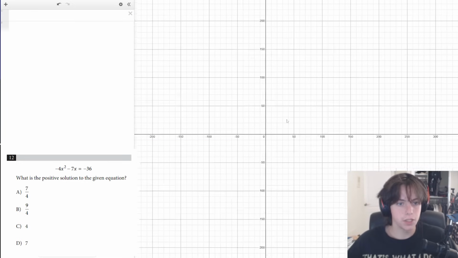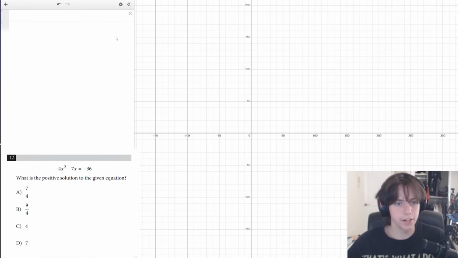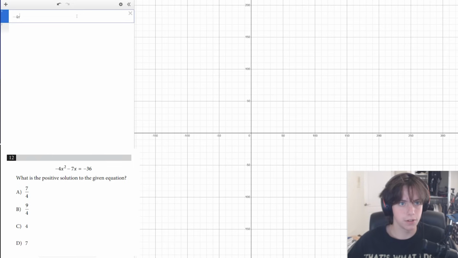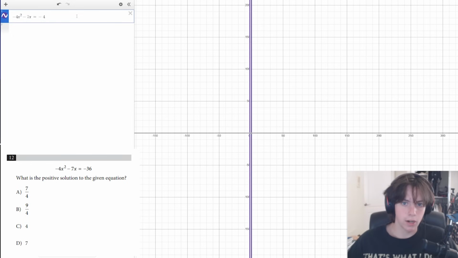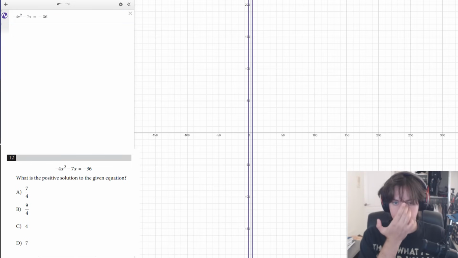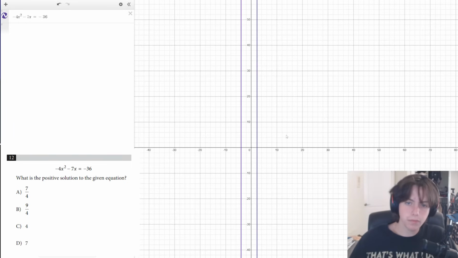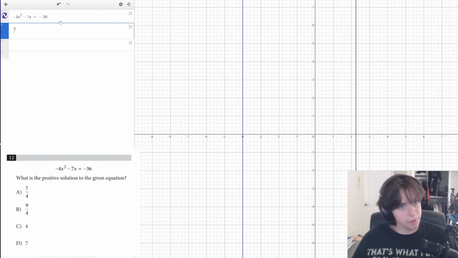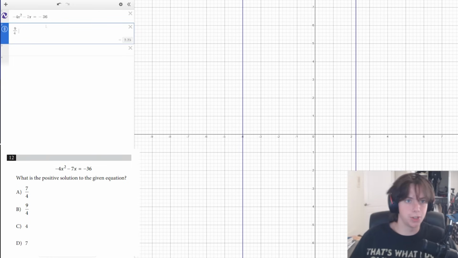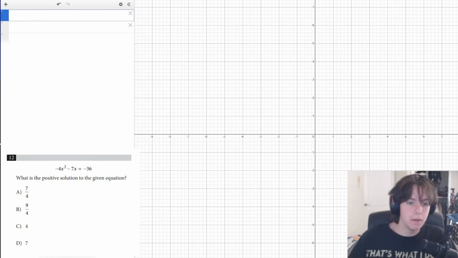Question number 12. What is the positive solution of the given equation? Negative 4x squared minus 7x equals negative 36. We could just plot this again and look at our positive solutions. And clicking on our positive solution, we see that it would be 2.25, and 2.25 is just 9 over 4. If you don't believe me, you can check using Desmos. 9 over 4 is 2.25, so our answer is B.